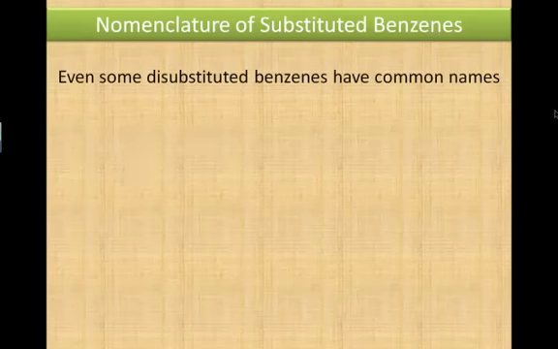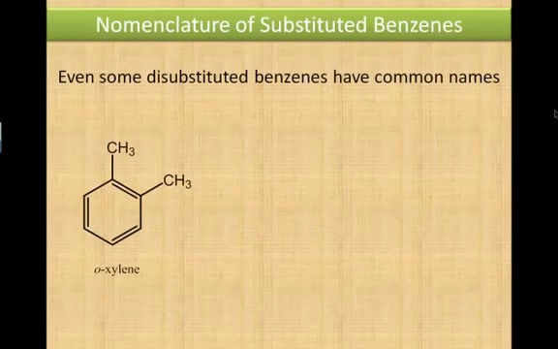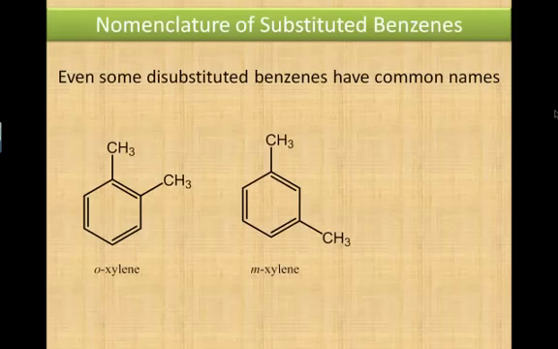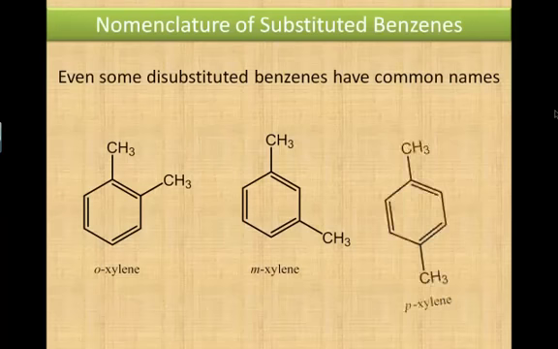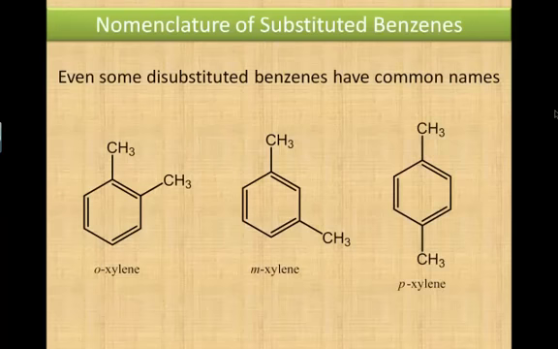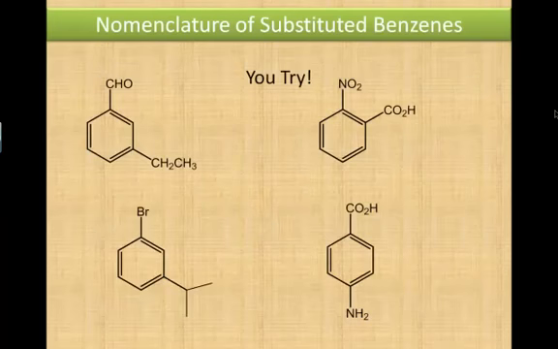Even some di-substituted benzenes have common names. So 2 methyl groups on a benzene ring is a xylene, and they can be oriented 1-2, so that would be ortho-xylene, 1-3 would be meta-xylene, and 1-4 would be para-xylene. And yes, you have to memorize the xylenes as well. So why don't you try to name these molecules? Go ahead and pause the video, and I'll wait, and we'll see how you did.